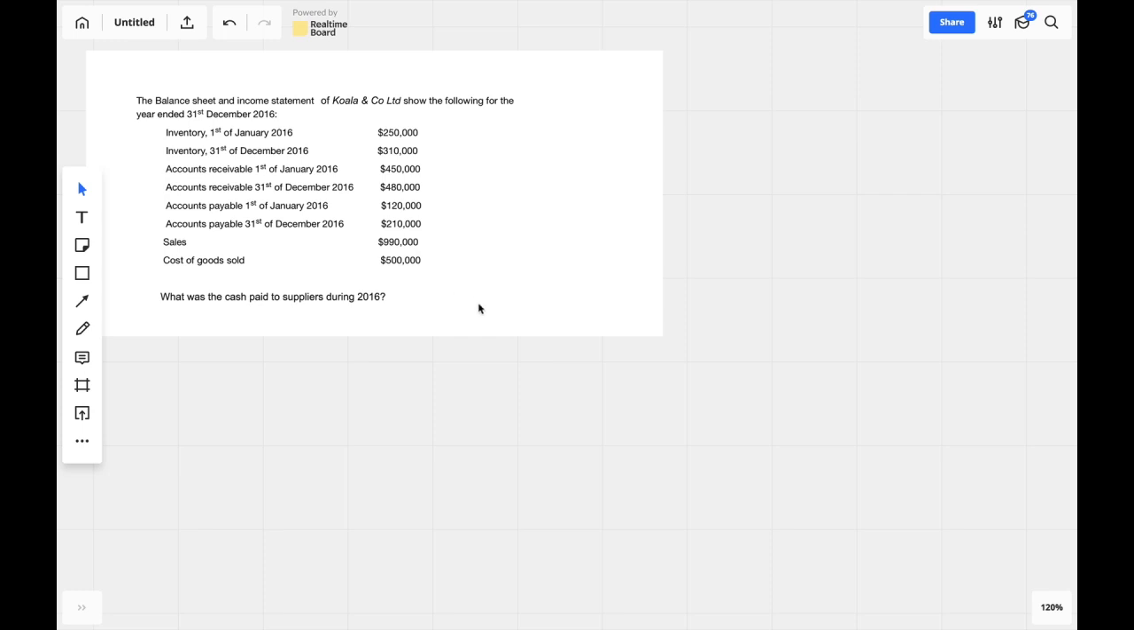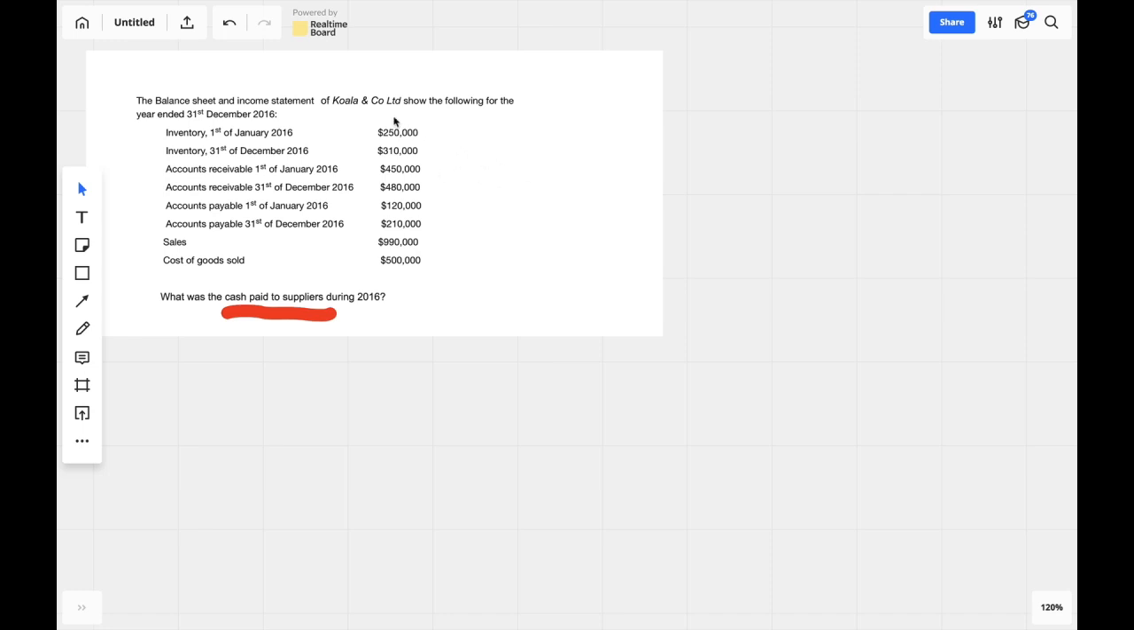So how would you actually approach this sort of question? This is the way I would approach it. The first thing to consider is the keywords, which is the cash paid to suppliers. This indicates that this is a direct cash flow method. You could potentially use the indirect method, but I'm going to show you this using the direct method. So what are the accounts where cash actually goes through that you would be able to extract this out of?